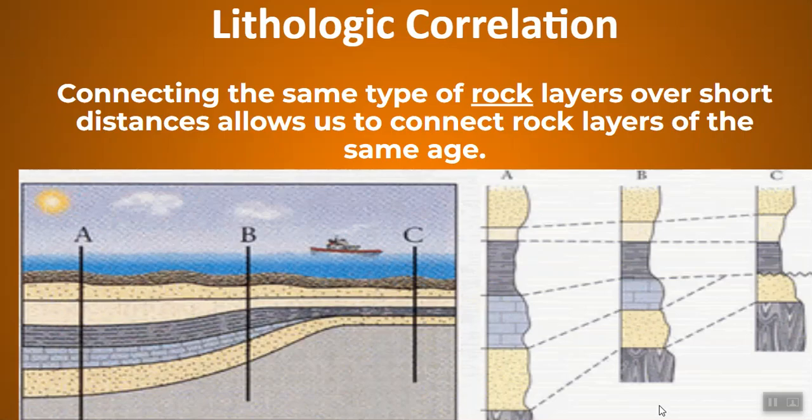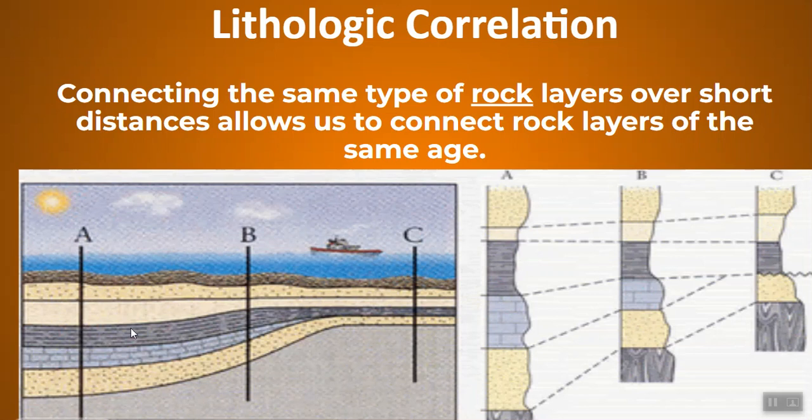So one of the things we can do across space, so we could do it across the Grand Canyon from the north rim to the south rim, or from one end to the other, or even beyond that into other surrounding states, is we can do a lithologic correlation. Lithologic means rocks, and we can correlate them across space.